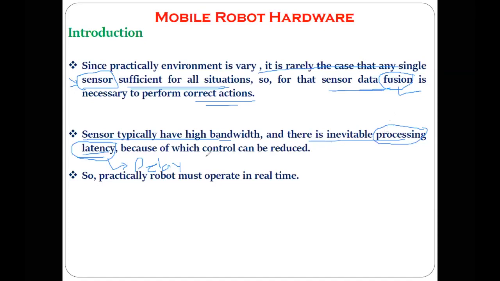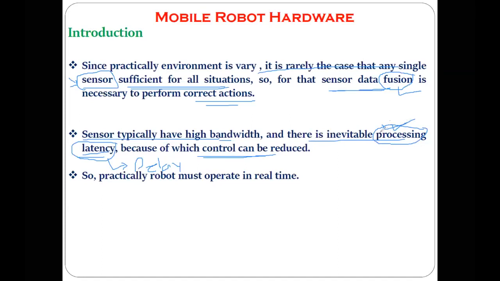Okay. So because of which, the way we can control the robot, that control cannot be 100% correct. Or we cannot control the robot 100% accurately because of such kind of processing latency. Or we cannot get 100% output from the robot because of such kind of processing latency.